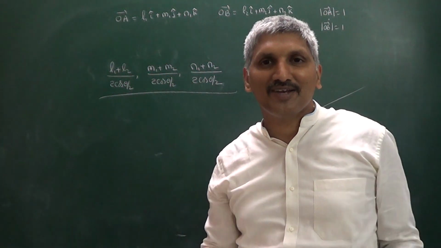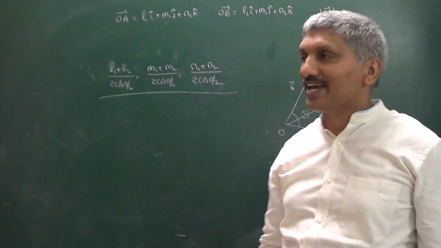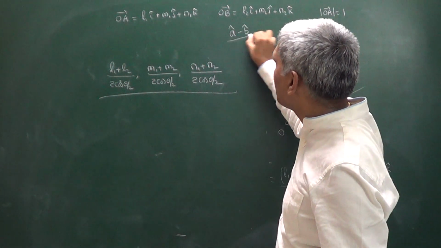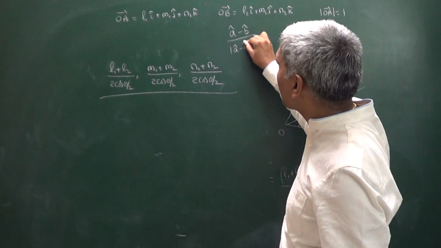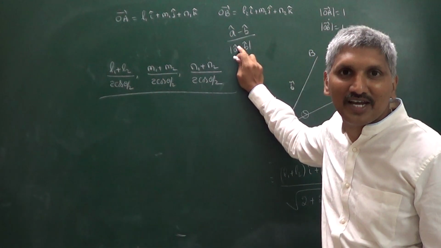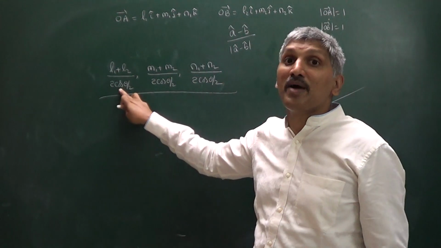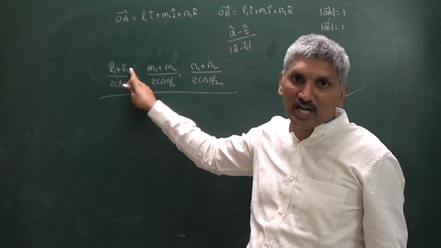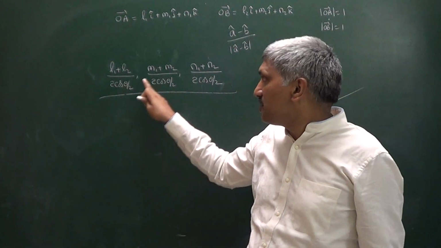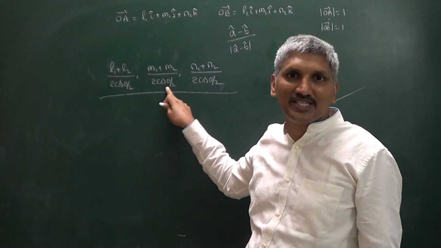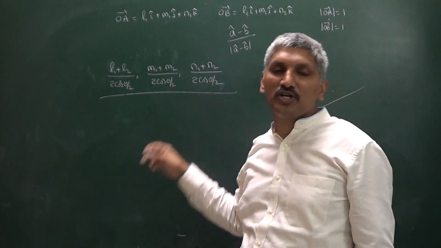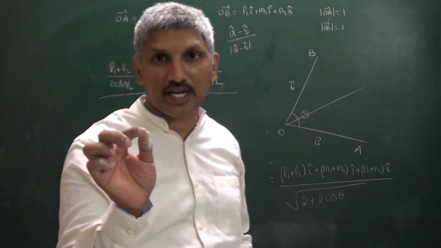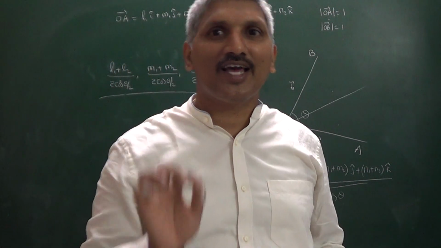Similarly, for the external angle bisector, what happens? External angle bisector means A cap minus B cap divided by magnitude of A cap minus B cap. Here 1 minus cos theta is 2 sin square theta by 2. That's why (L1 minus L2) by 2 sin theta by 2, (M1 minus M2) by 2 sin theta by 2, (N1 minus N2) divided by 2 sin theta by 2. That's what we will get for direction cosines along the external angle bisector.